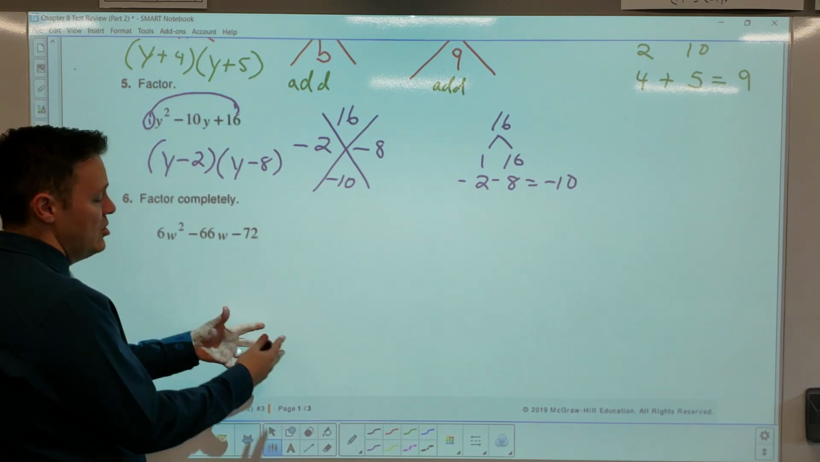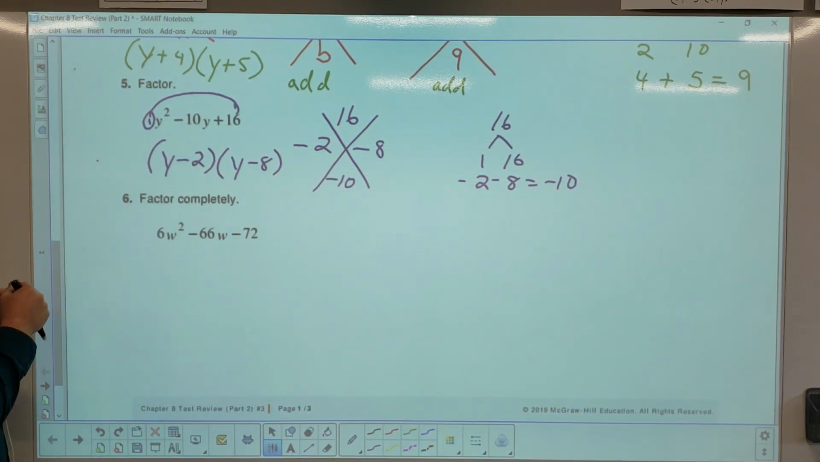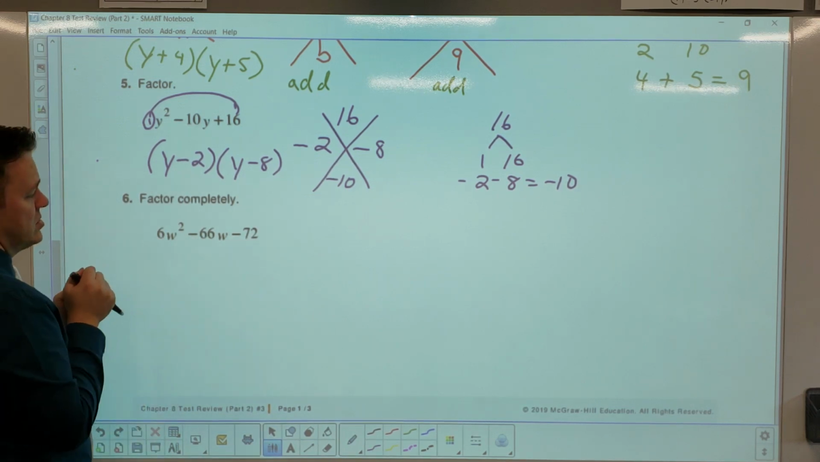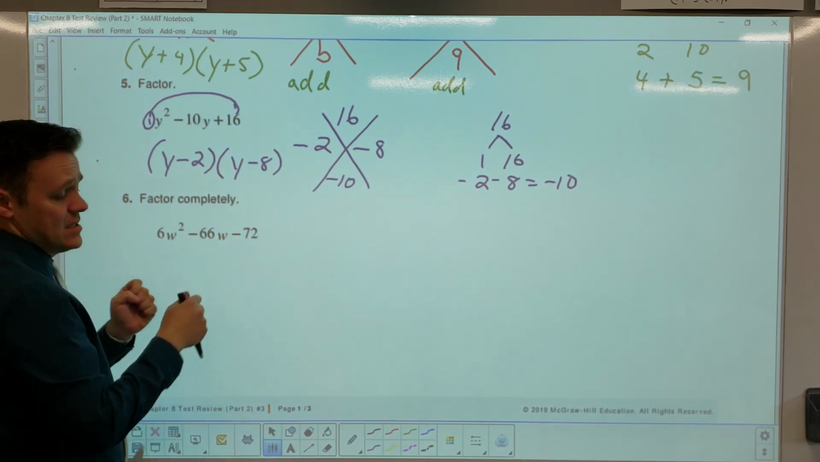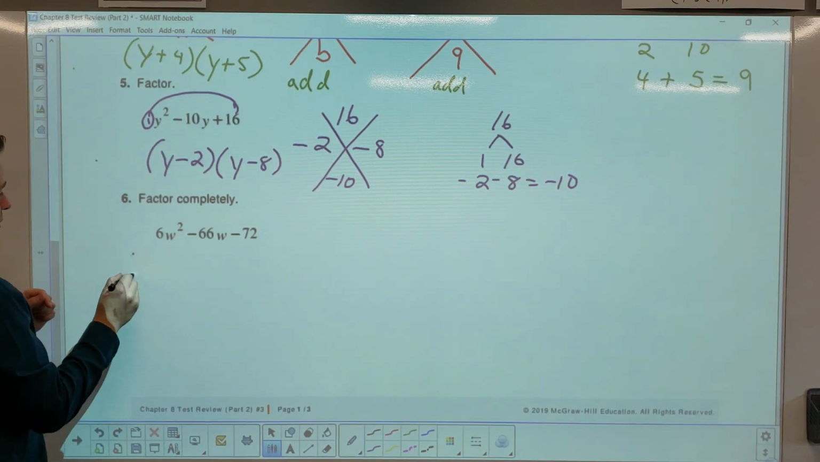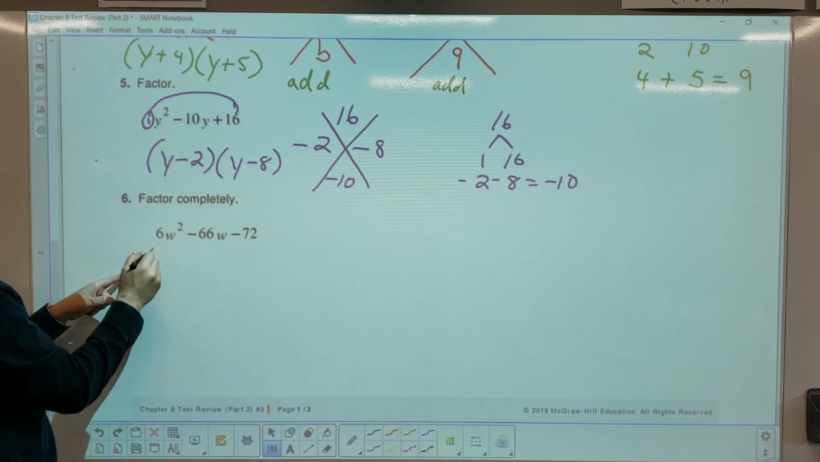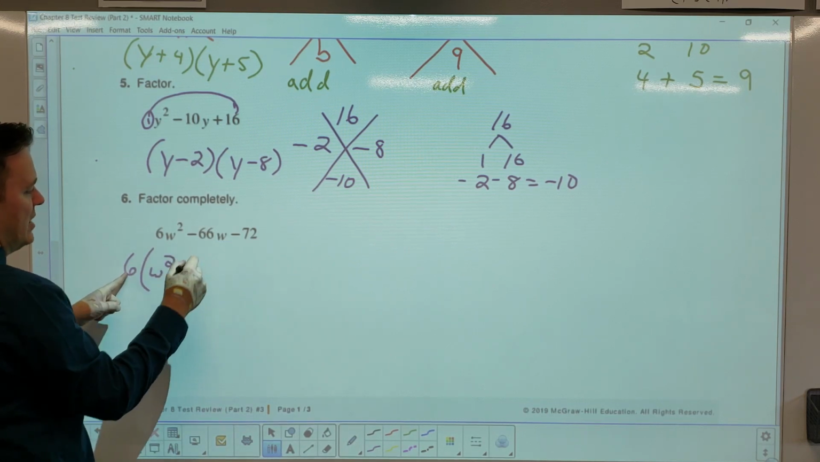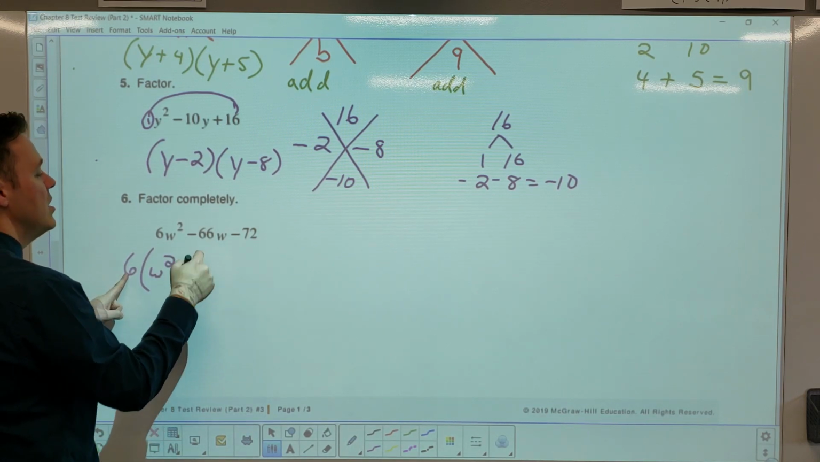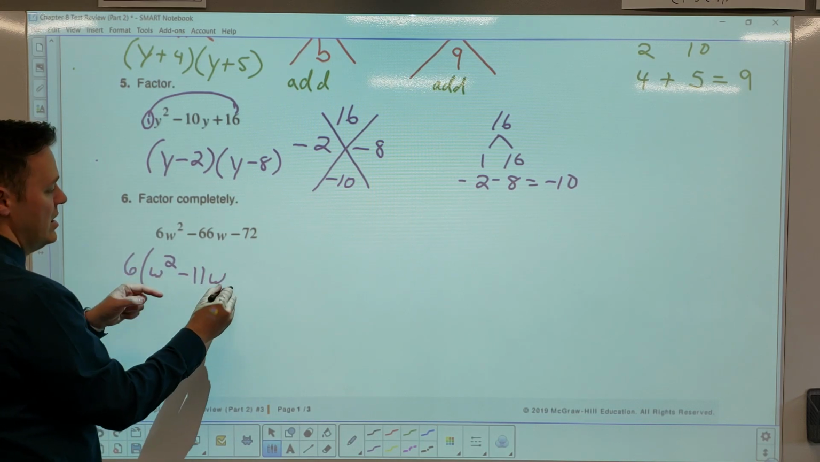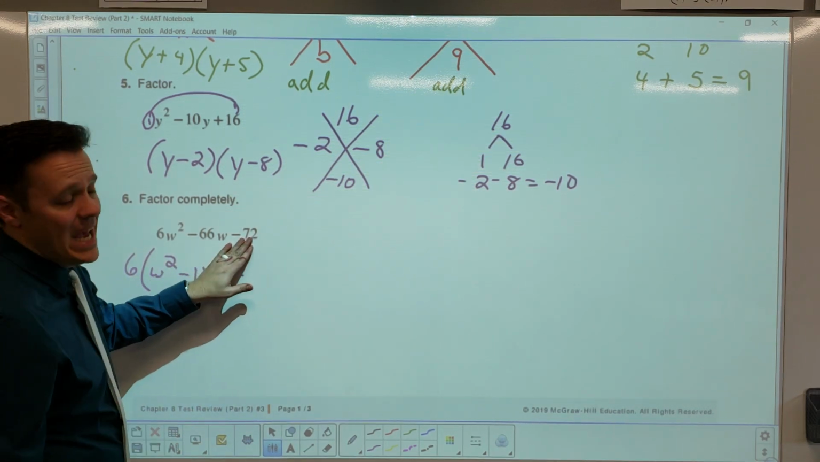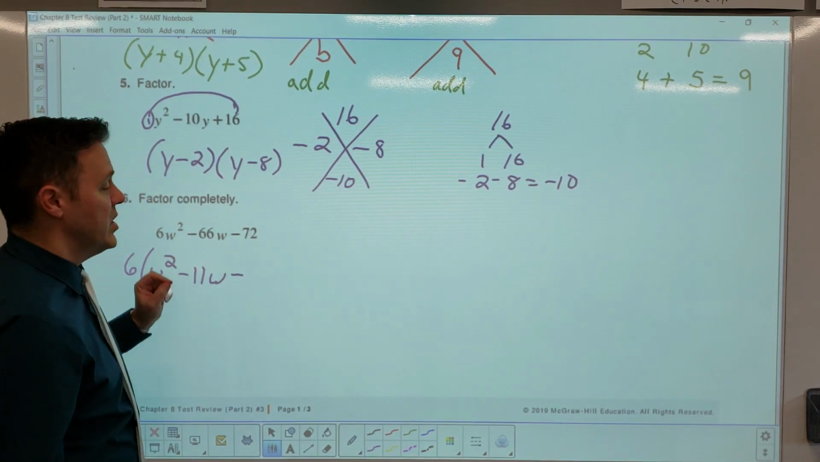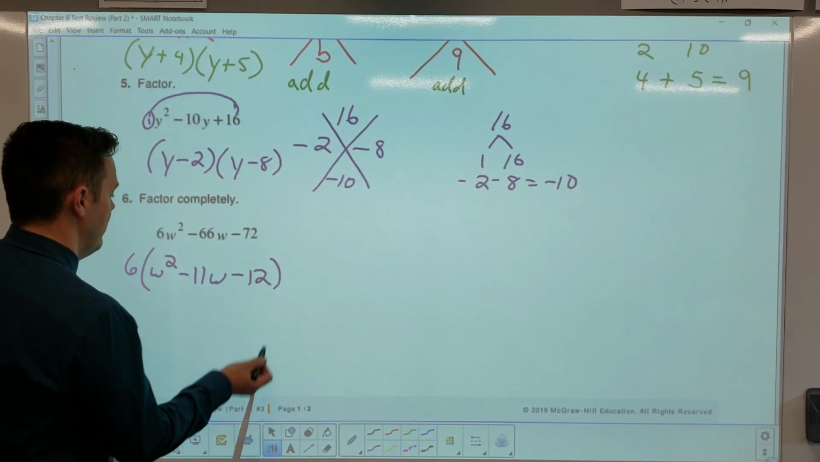One big key thing is, can you factor anything out? Well, I know I can do a 2 here because these are all even numbers. Can I do a 6? I bet you I can. So if I factor out a 6, what is left behind? w squared minus 66 divided by 6 would be 11. Sorry, minus that would be 10, right? Because 6 times 10 is 60, plus 2 more would be 12.